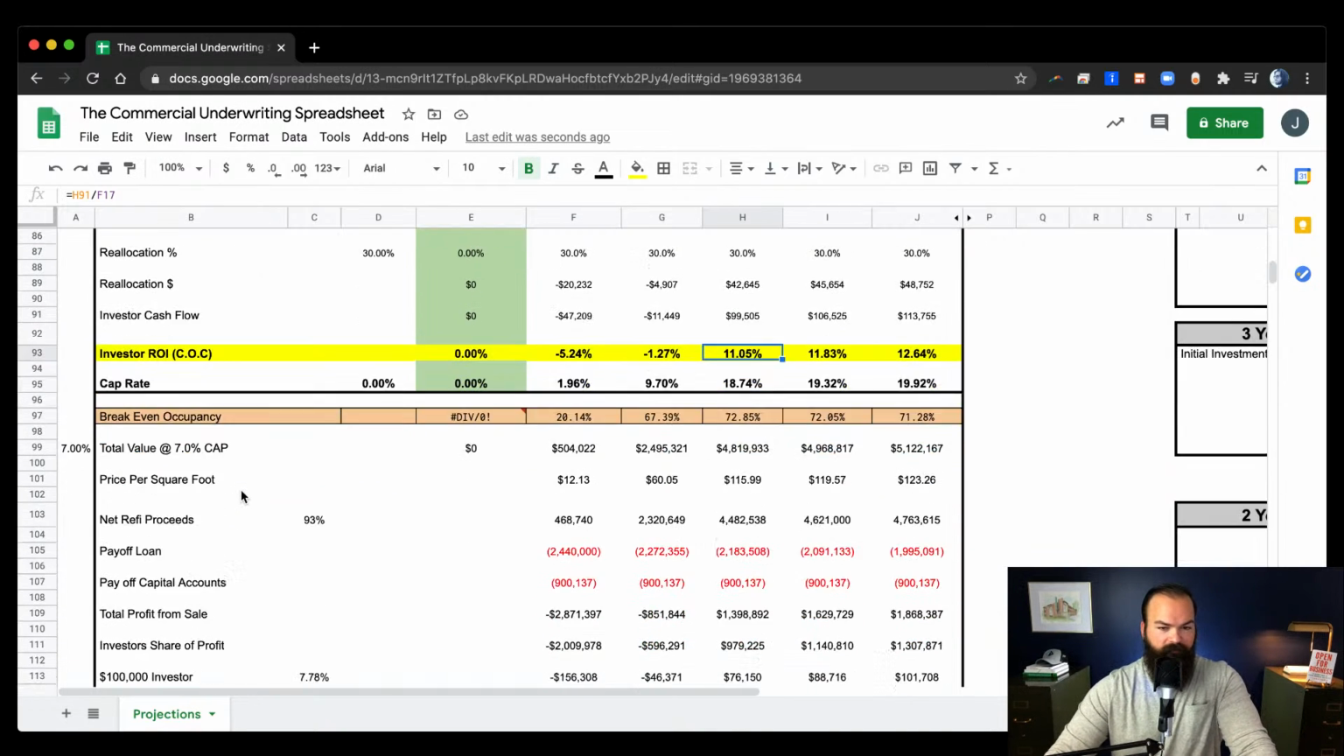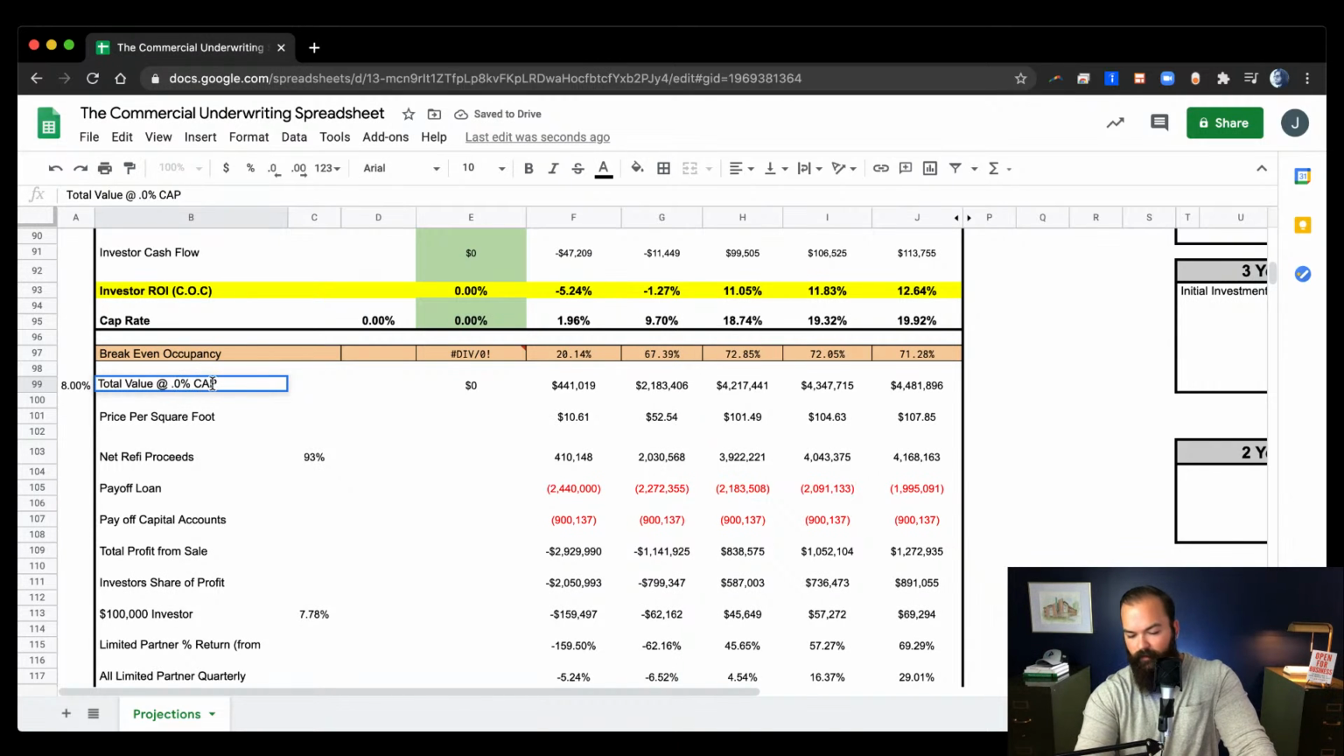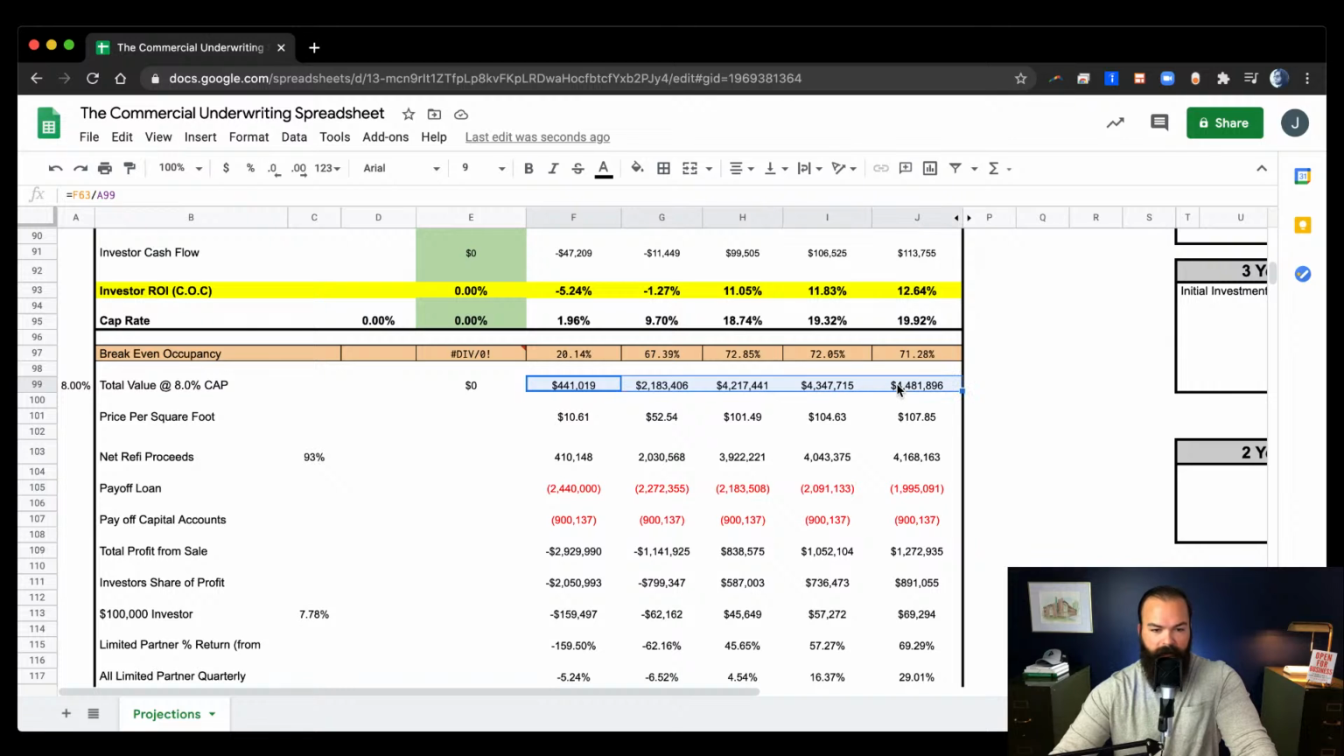Now, coming even further down, you'll see that I've got the value at a 7 cap. You can change that. You just change it right here. Let's say we think it might trade at an 8 cap. I think that's super conservative. Now, obviously, you'll have to come in here and change that over to an 8 cap as well. But that changes the values that you'll see here. Right here, you'll have your price per square foot of what the building would sell for.